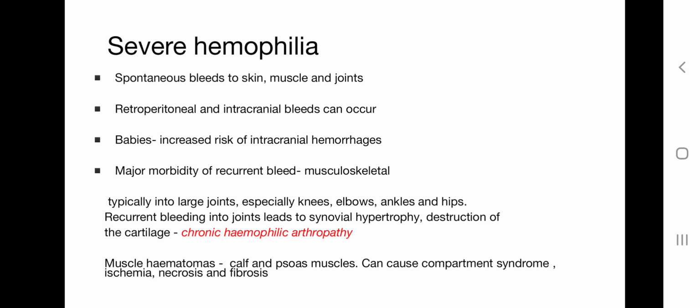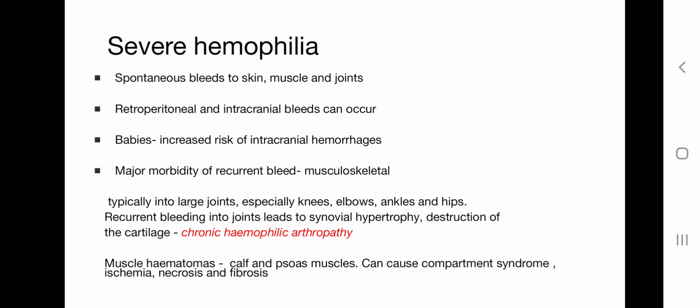It typically occurs into large joints, especially the knee, elbow, ankles, and hip. Recurrent bleeding into these joints will lead to synovial hypertrophy and destruction of the cartilage, resulting in what is called chronic hemophilic arthropathy.